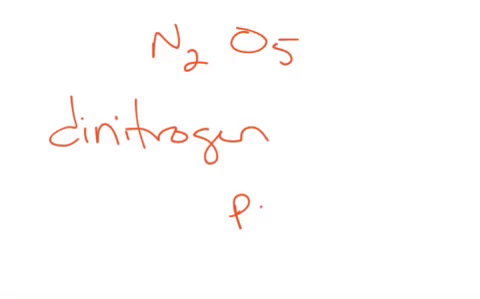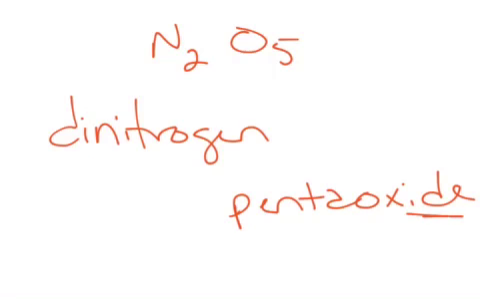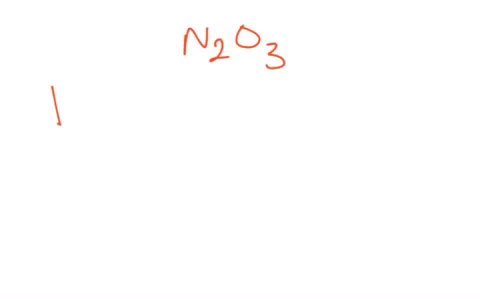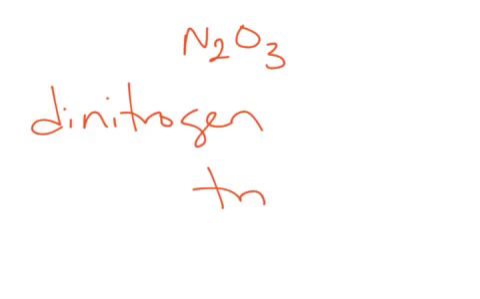So we have dinitrogen pentaoxide. Okay, we're still ending it in IDE, but the fact that there are prefixes is an indicator that this is a covalent bond. And that is different from this one, which is dinitrogen again, but it's trioxide instead of pentaoxide.